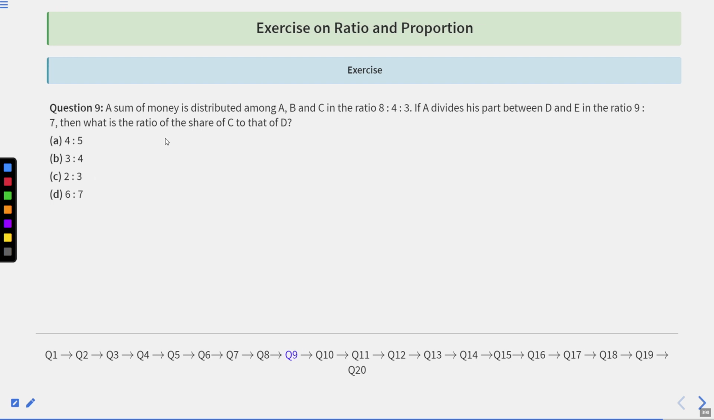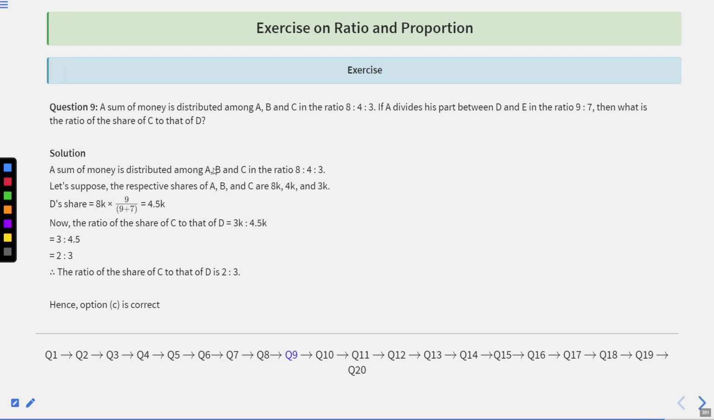Question number 9. A sum of money is distributed among A, B and C in the ratio 8 is to 4 is to 3. If A divides his part between D and E in the ratio 9 is to 7, then what is the ratio of the share of C to that of D?